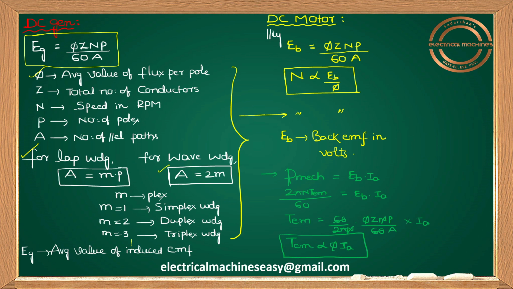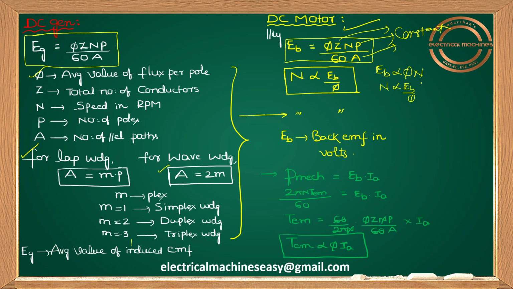Now try to see it in a DC motor also. In a DC motor also, because of generator action, some EMF will be induced. That EMF is called back EMF. The back EMF formula is once again similar to that of the Eg formula, phi Z N P by 60A. Try to understand here: once the design is completed, the number of conductors, the number of poles and the number of parallel paths are constant. So I can write Eb proportional to phi into N. From this I can write N proportional to Eb by phi.